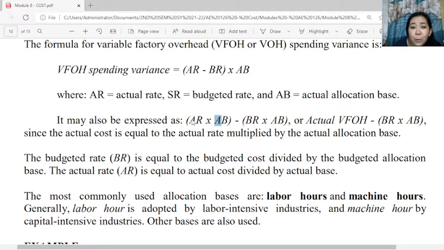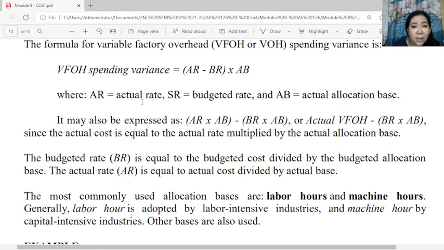So this is also the same with this one, but the term is different, and this one was actually multiplied directly to the actual allocation base, or the number of labor hours or machine hours, and then we will just get the difference. Okay, but it's just the same if you could analyze it. Or actual variable factory overhead minus budgeted rate times the actual allocation base, since the actual cost is equal to the actual rate times the actual allocation base.